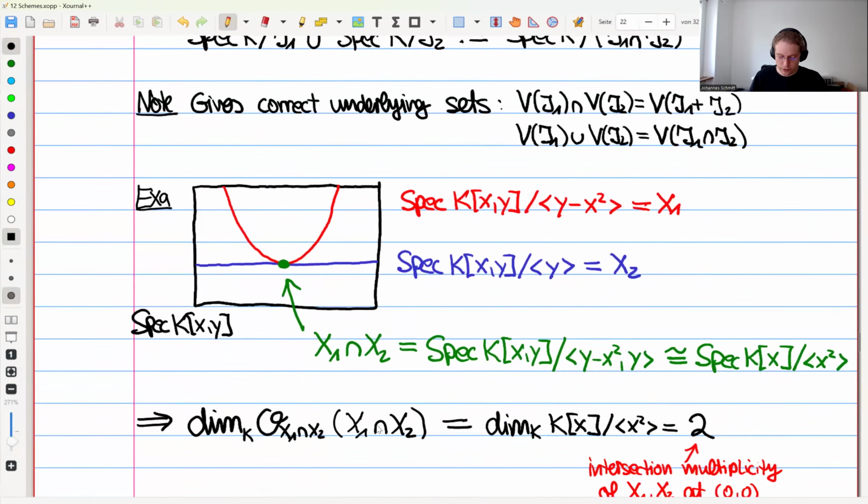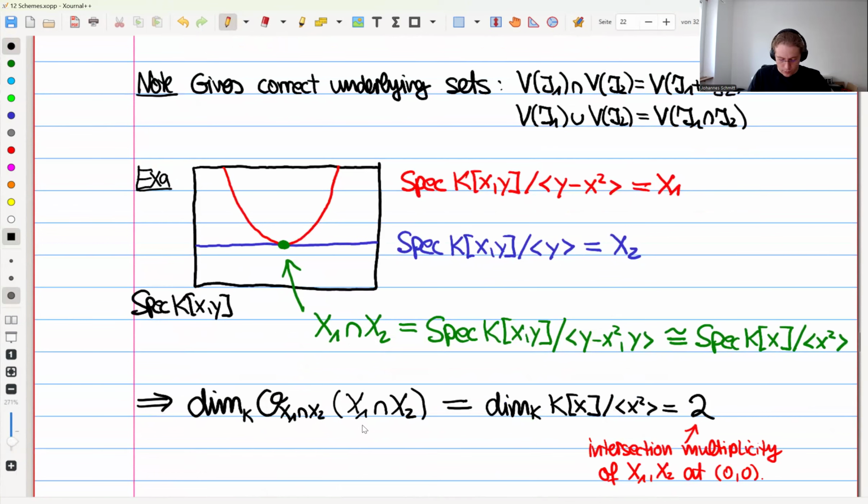In fact, we can reconstruct this by saying, well, take this intersection, this scheme here, and then look at the global regular functions on this scheme. Then, of course, you can get back exactly this ring here. So if you take the dimension of this ring as a k-algebra, as a k-vector space, then this has dimension 2 over k. And this 2 is exactly the intersection multiplicity of this red and blue curve at this point.